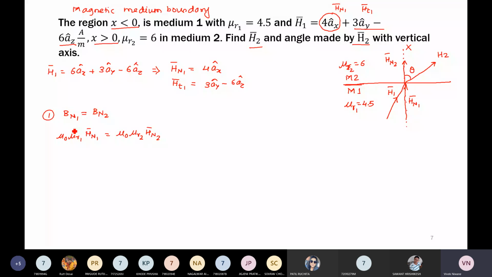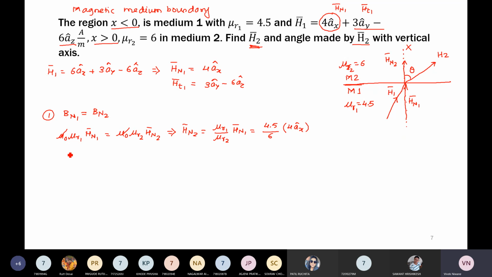Okay, fair enough, by putting the definition of B into the formula, we can proceed. Our target is to get the two components of H2. Here we can have Hn2 represented as: mu0 gets cancelled out, so we will have mu r1 upon mu r2 times Hn1. Mu r1 is 4.5, mu r2 is 6, and Hn1 is 4ax cap. Okay, we got that much.